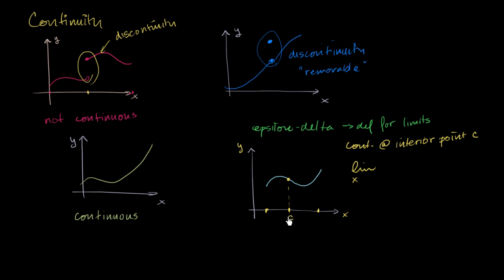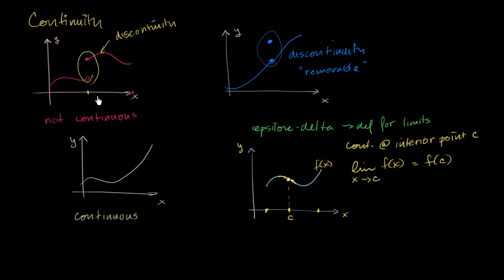C. So this is the point x is equal to C. We can say that it's continuous at the interior point C if the limit of our function, this is our function right over here, if the limit of our function as x approaches C is equal to the value of our function. Now, does this make sense? Well, what we're saying is at that point, well, this is f of c right over there. And the limit as we approach that is the same thing as the value of the function, which makes a lot of sense.